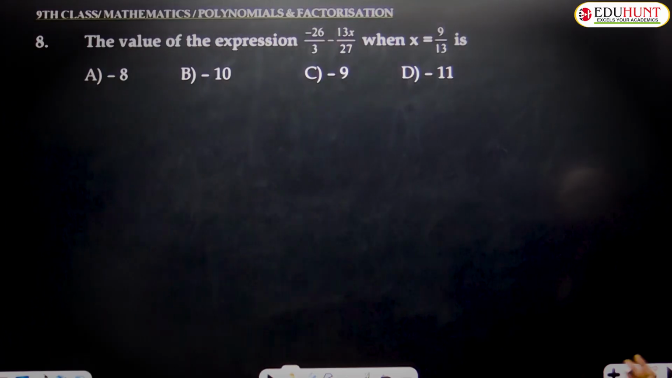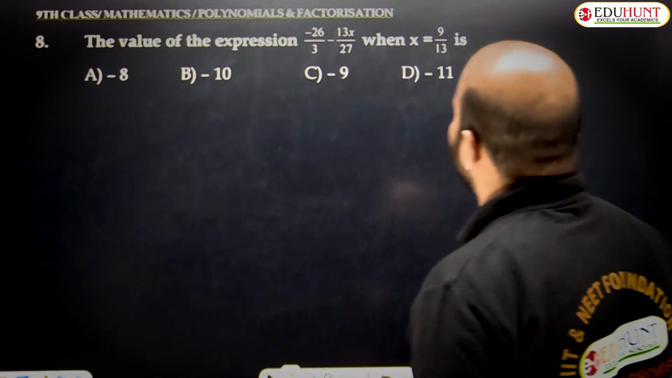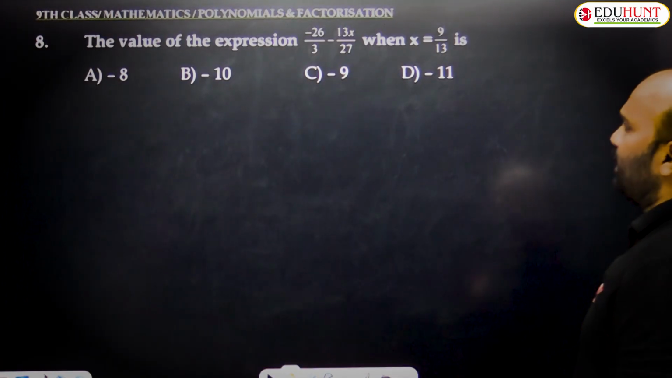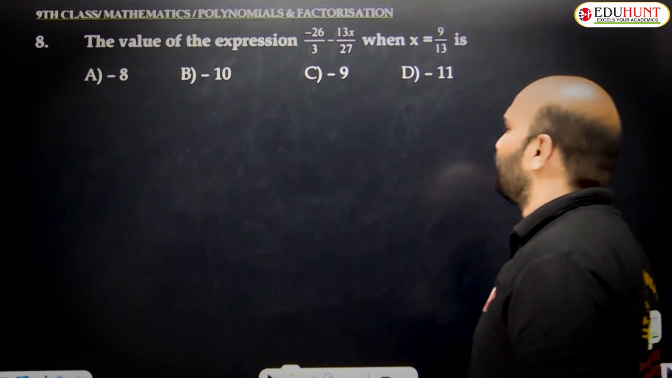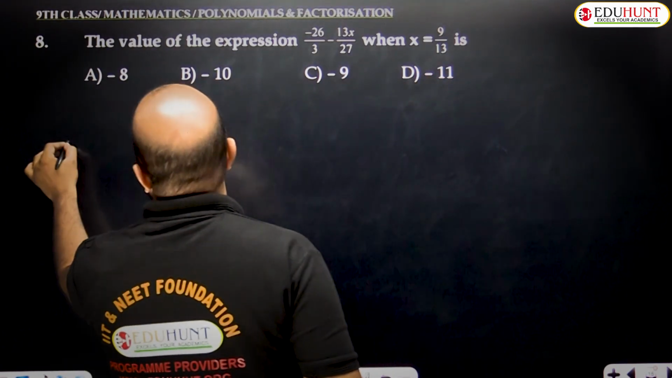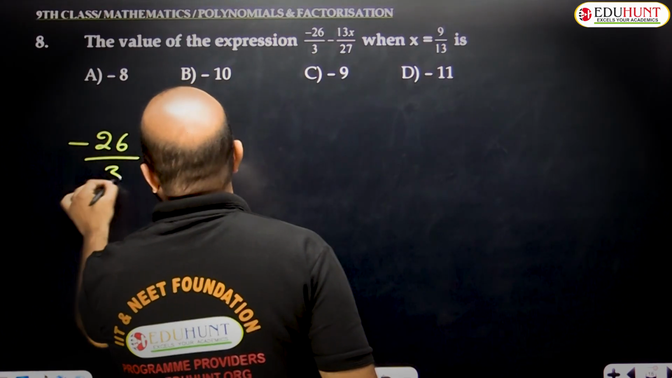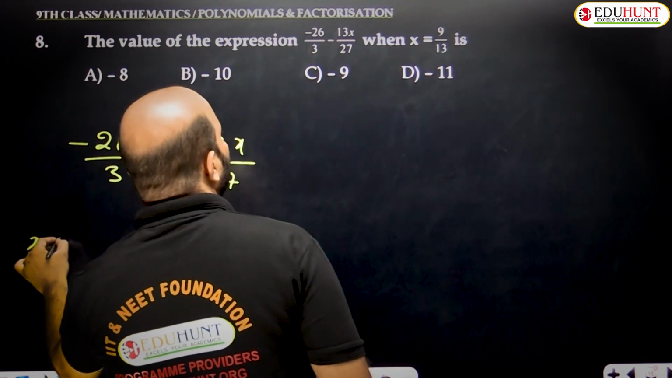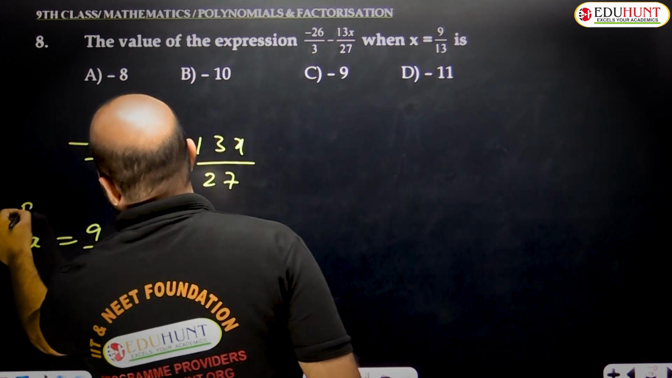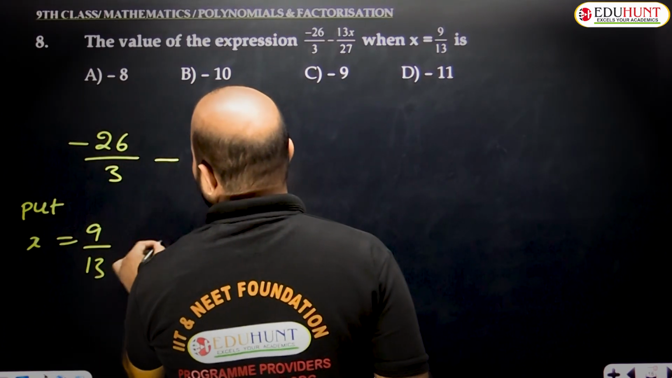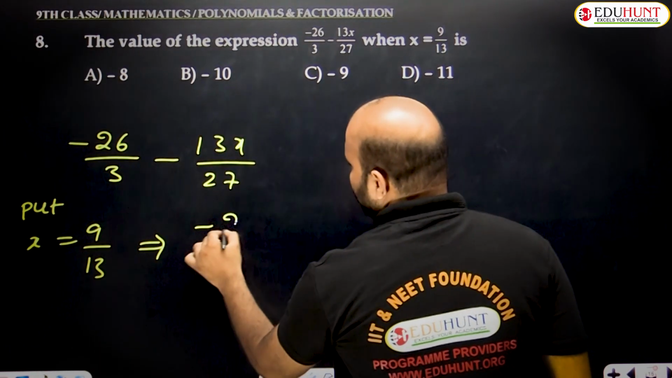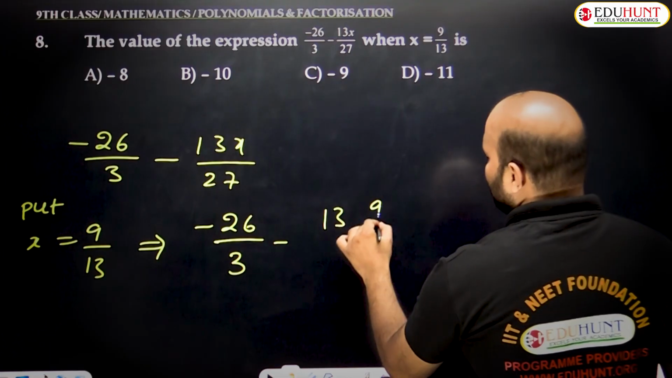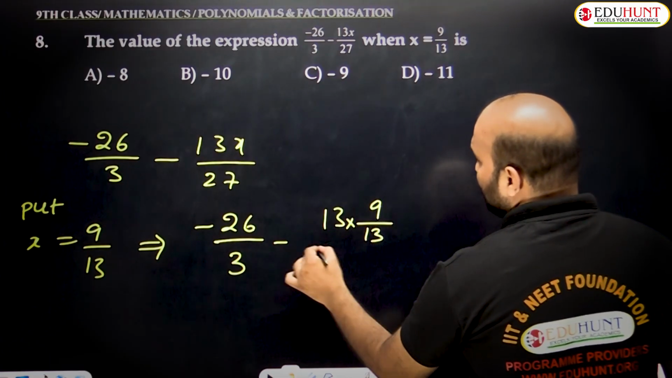Am I clear? Let's go to question number 8. The value of the expression minus 26 by 3 minus 13x by 27 when x equals 9 by 13 is: option A minus 8, option B minus 10, option C minus 9, option D minus 11. What I am given is the expression minus 26 by 3 minus 13x by 27, with x equals 9 by 13. So put x equals 9 by 13. Therefore the expression can be written as minus 26 by 3 minus 13 into 9 by 13, whole by 27.